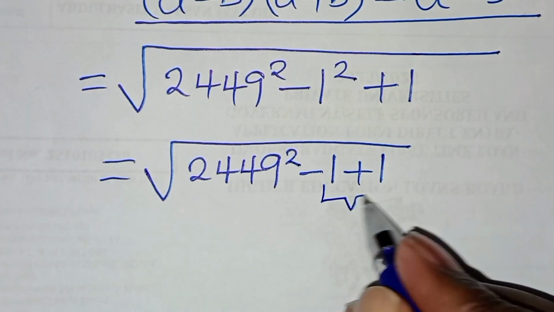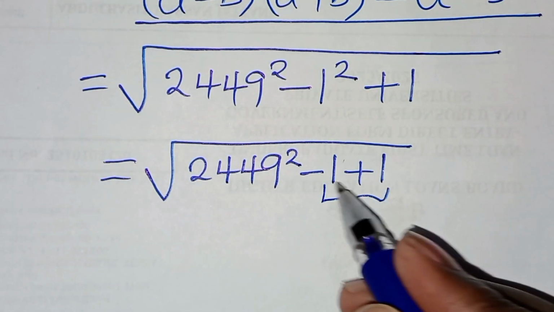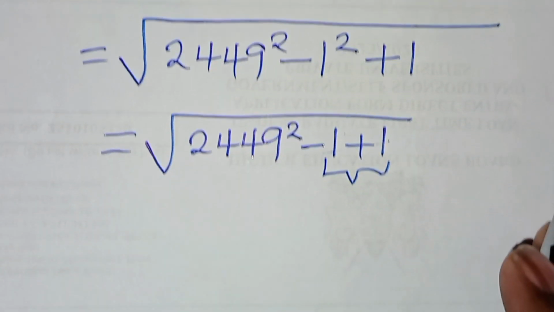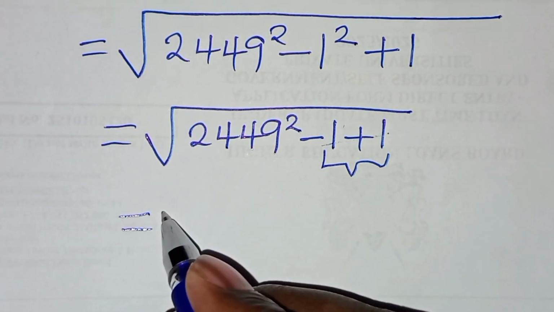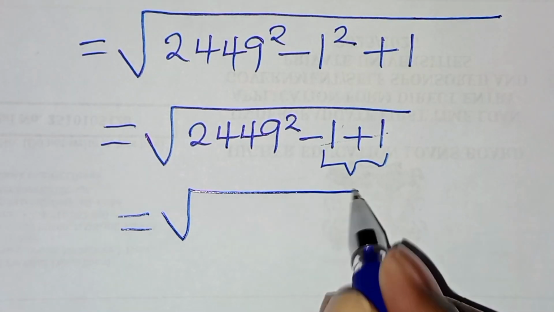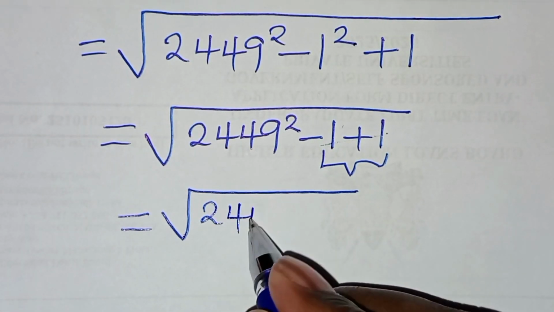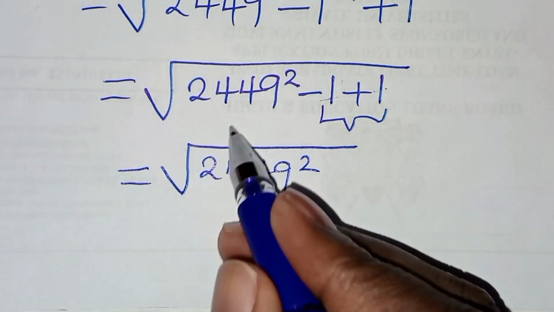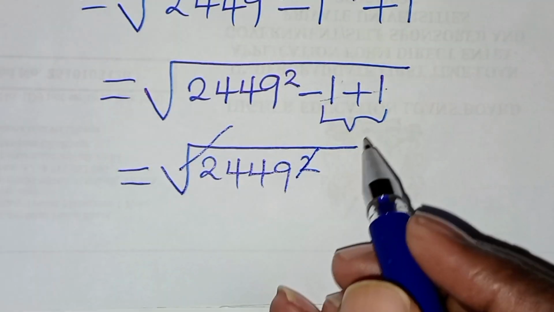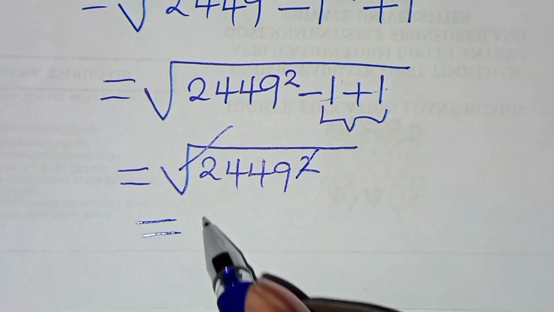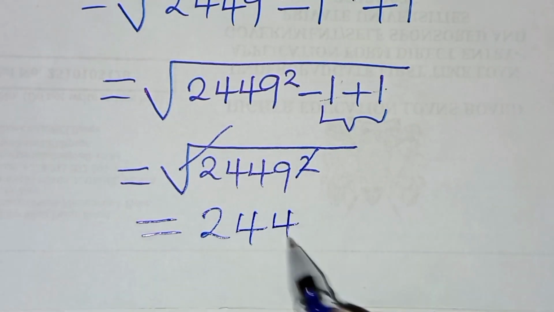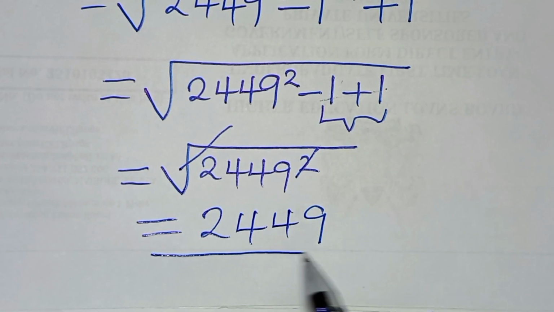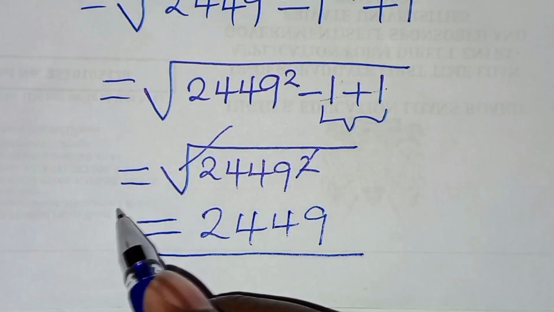So this part here, that's minus 1 plus 1, is actually equal to 0. So that now here we have the square root of 2449 squared, whereby we can eliminate the square root sign, so that now the solution here is 2449. So this is the solution by applying method 2.